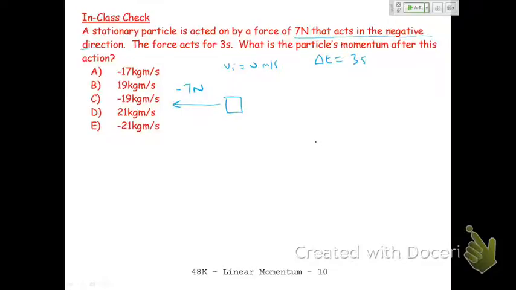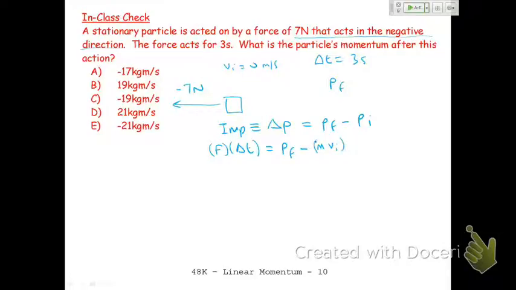And what is the particle's momentum after this? So I want P final. Impulse is equal to my change in momentum, which equals P final minus P initial. And I know that my force times my duration is equal to my particle's momentum, P final, minus my mv initial. That's what my P initial is.